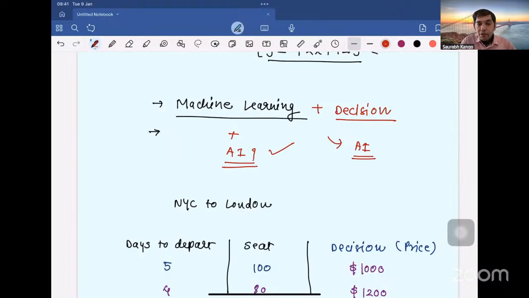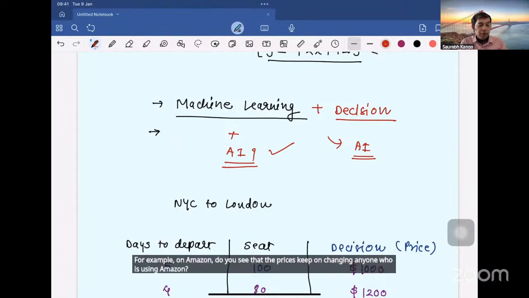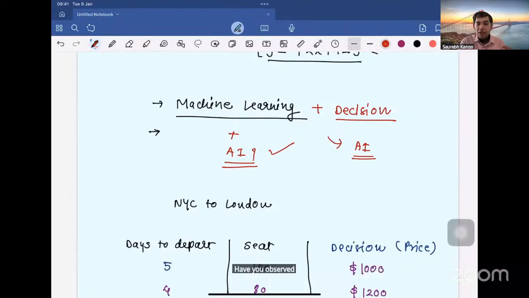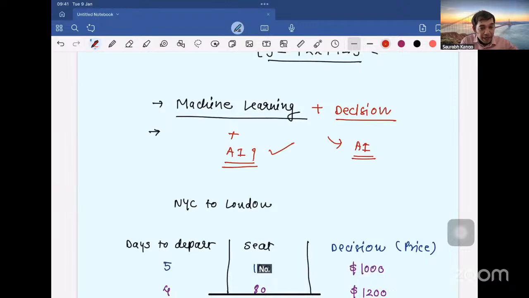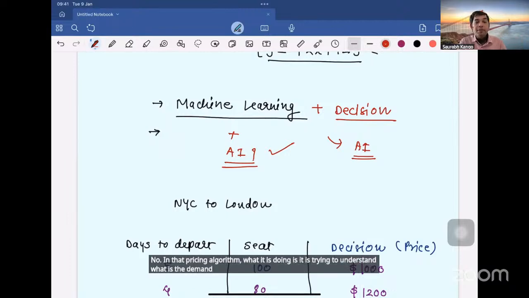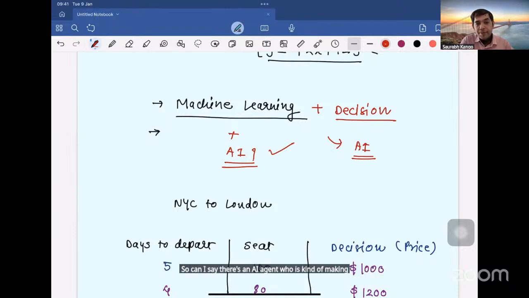For example, on Amazon, do you see that the prices keep on changing? Anyone who is using Amazon, have you observed that the prices of the items keep on changing every now and then? Like in the morning, if you see the price, it could be different. Evening, it could be different. Now, do you think a person is sitting and analyzing 100 millions of products and manually deciding what should be the price at what particular time? Do you think that's how it is working at the back end? No. In that pricing algorithm, what it is doing is trying to understand what the demand is, and based on that demand, it makes a decision about the price. So can I say there's an AI agent making a decision about the prices?